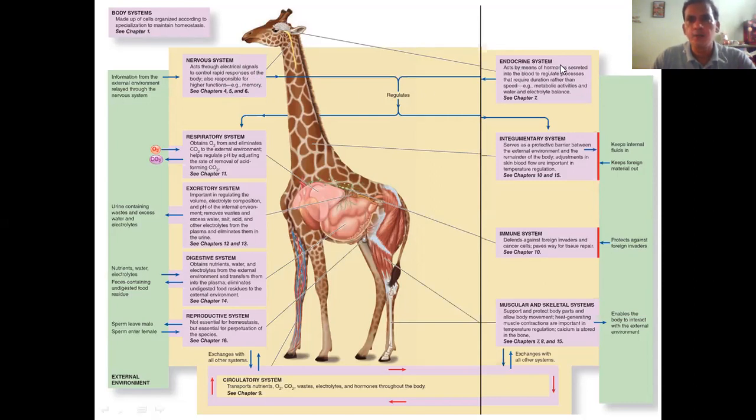Then we have the endocrine system also. It acts by means of hormones secreted into the blood to regulate processes that require duration rather than speed. So the nervous and endocrine systems are the regulators. They are regulating the respiratory, integumentary, and all the other systems.